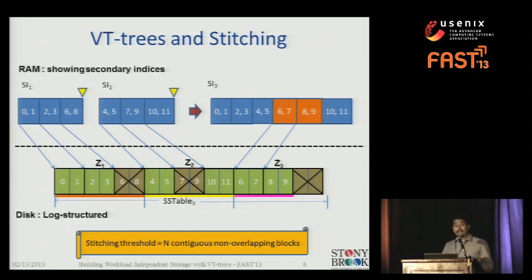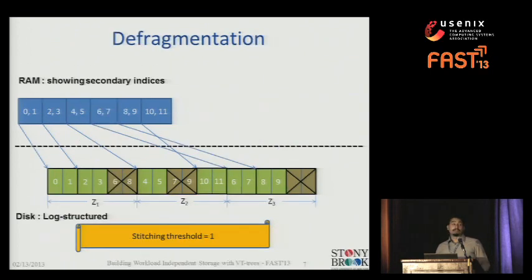In this case, if you had taken stitching threshold equal to 2 for the same example, we would have saved the copy for the first two tuples, 0, 1, and 2, 3, and the rest we would have had to merge. So as you could see, it helps you avoid fragmentation, but defeats the purpose of actually avoiding unnecessary copies. So stitching threshold alone doesn't let you avoid the fragmentation, and we need a defragmentation tool.